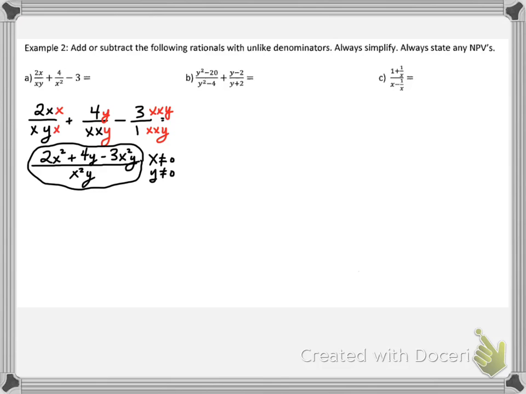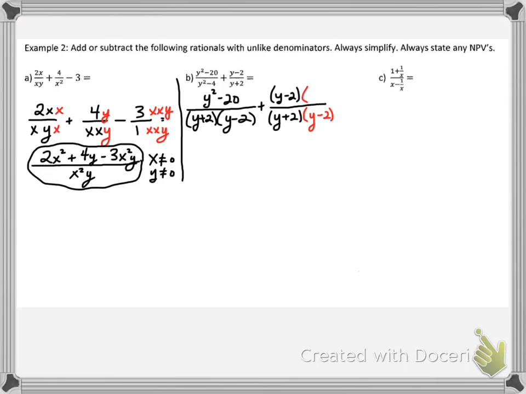In the next one, we have y squared minus 20 over y squared minus 4. Well, the y squared minus 4, of course, we can factor to (y plus 2)(y minus 2). We're going to add to that y minus 2 over y plus 2. And now in order to make it the same, I've got to multiply the bottom by y minus 2, and therefore the top by y minus 2. Now I have a common denominator of (y plus 2)(y minus 2).